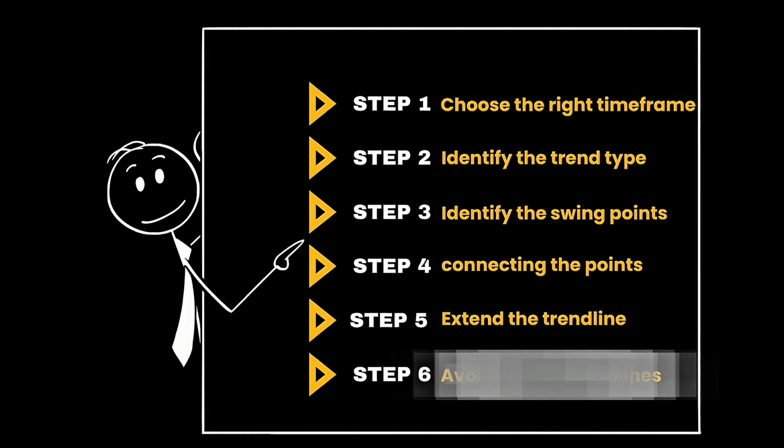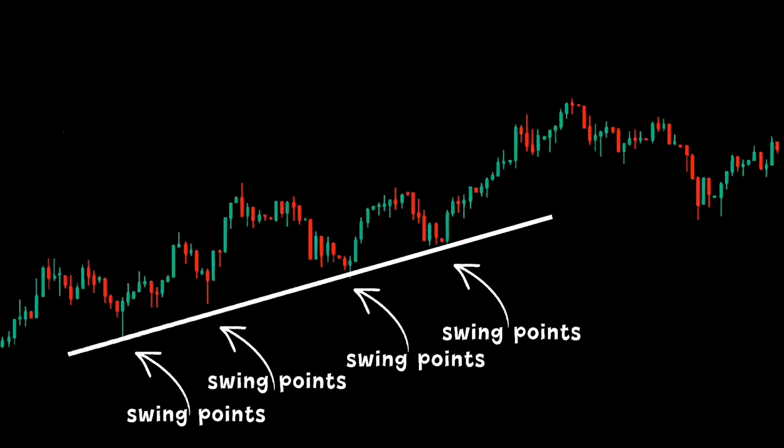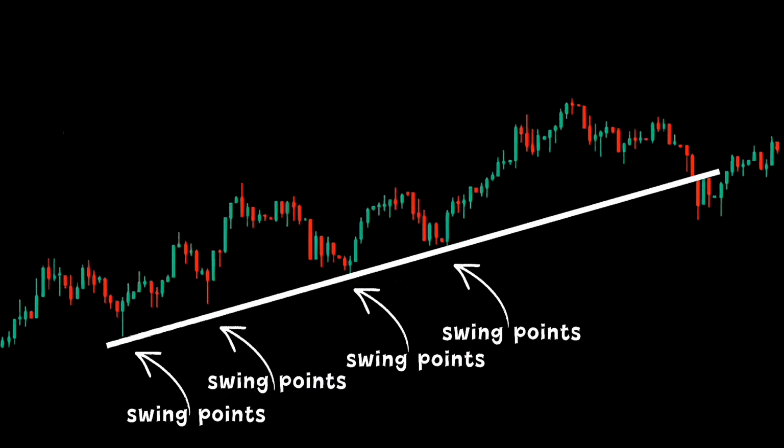Step 5. Extend the trend line. Once you have connected the swing points, you should extend the trend line to the future, that is the right side of the chart. This will help visualize where the market might head next. The line you extended to the future shows where price may return to as support if the uptrend continues and where price may return to as resistance if the downtrend continues.